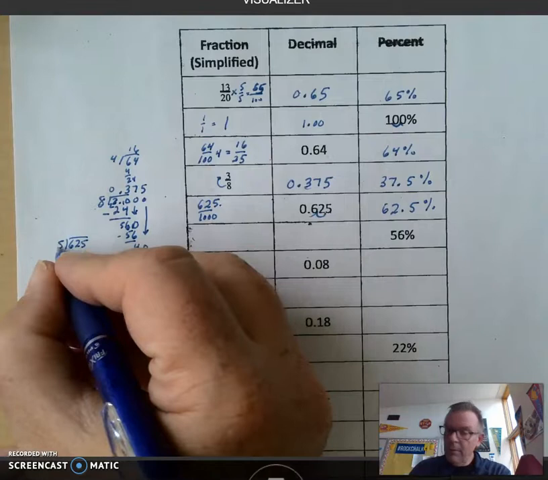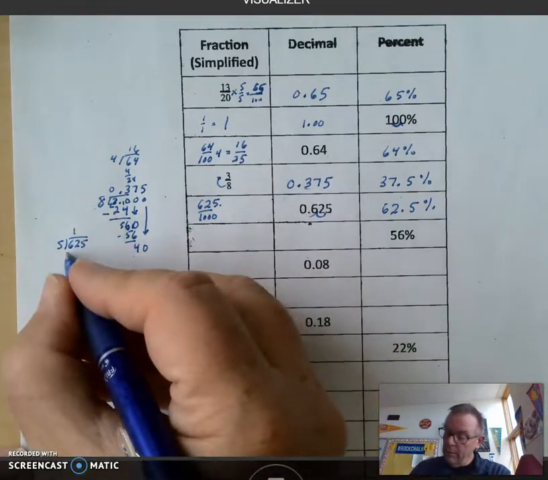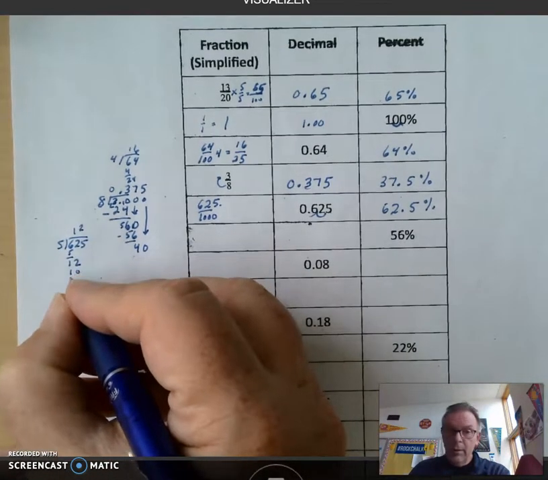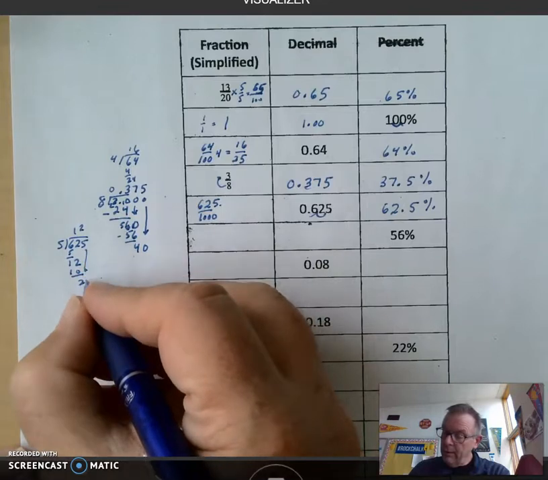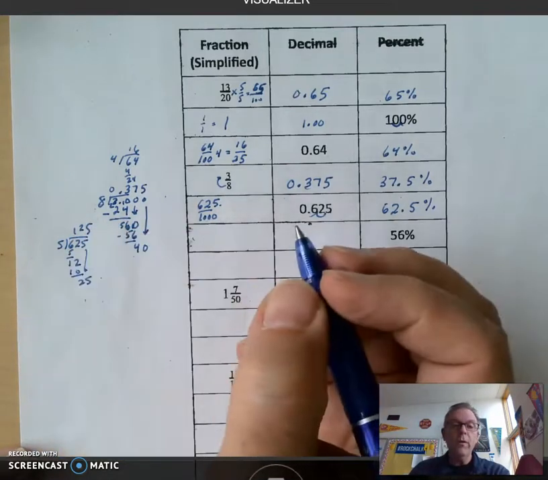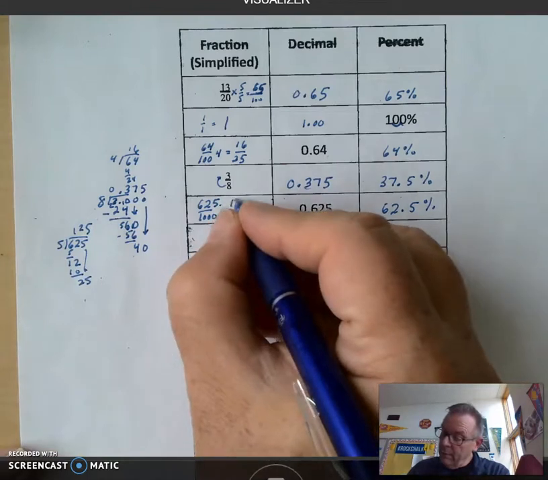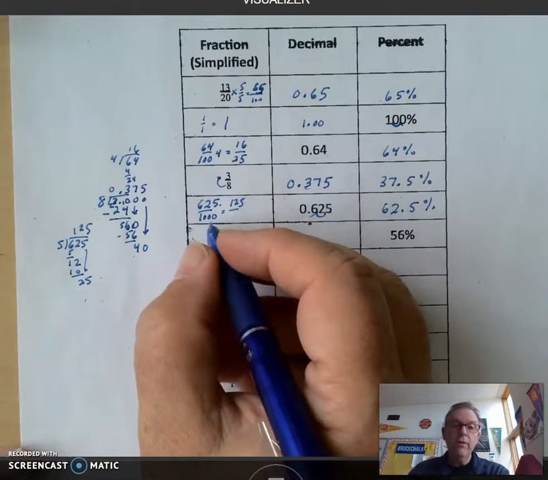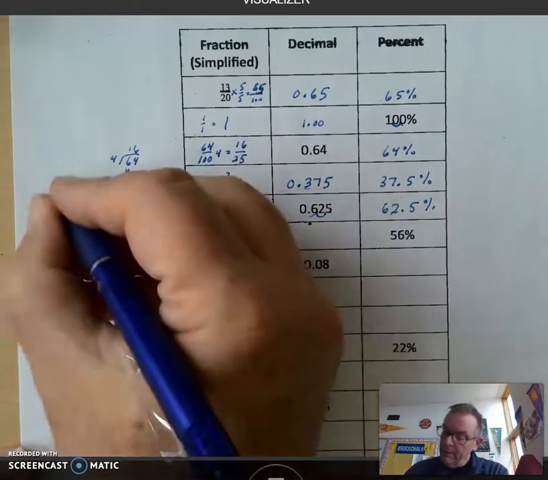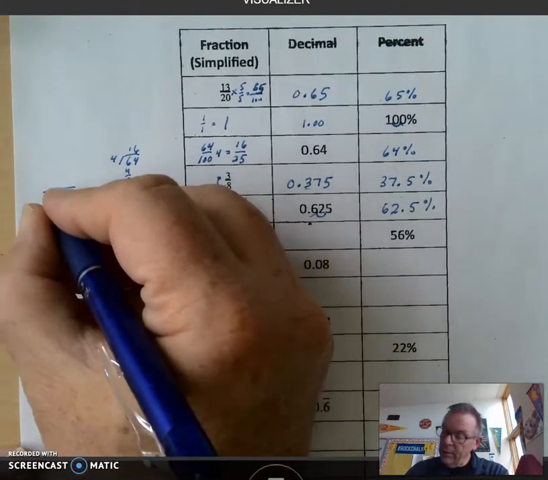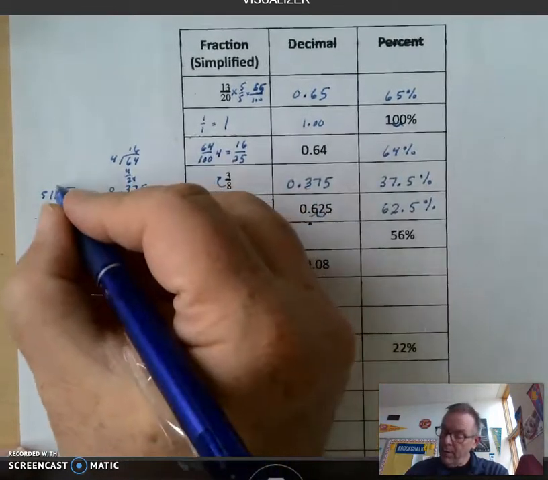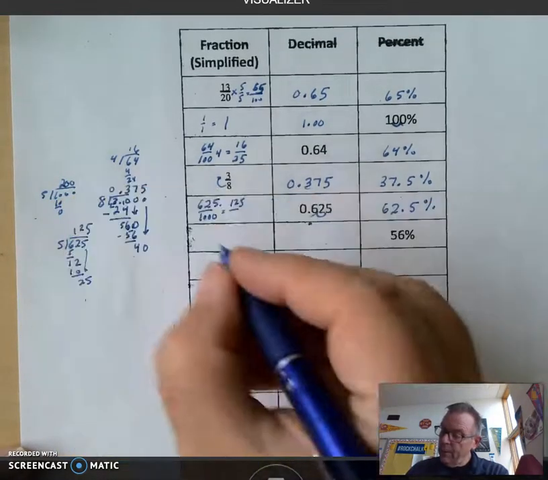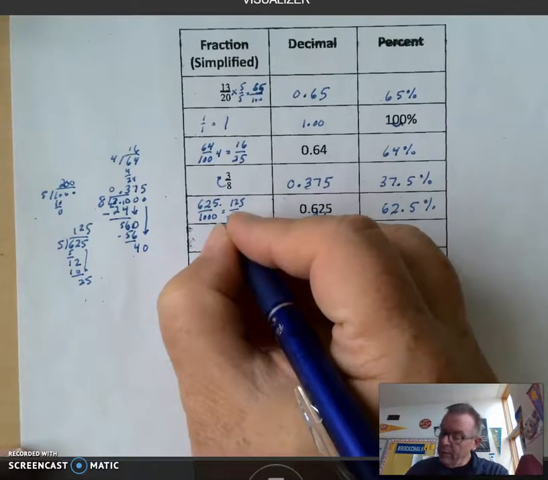divided by 5. It's going to give us 125. Alright, we're down to 125 over, if we think about 1,000 divided by 5. That one's a little easier for us to do. 5 doesn't go into 1, but it goes into 10. And then the rest are zeros. So 125 over 200.